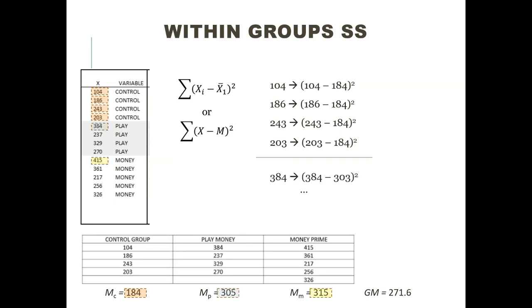I'm going to follow the same process for all of my data points in the next group. So the play money group, I'm going to take that number, 384, and subtract the group mean of which should be 305. So excuse that typo. So 384 minus 305. And then the same thing for all of the data points in the money condition. So 415 minus 315, which is the money prime average, 361 minus 315 squared, 217 minus 315 squared, and so on.